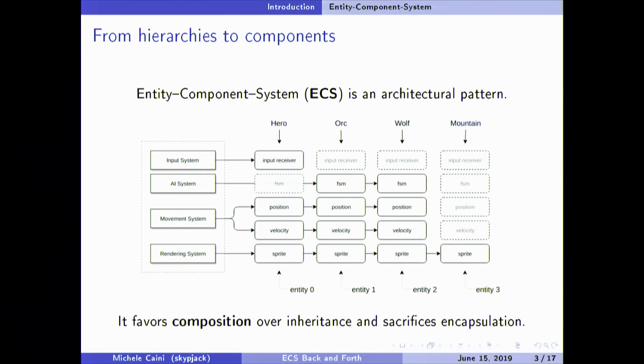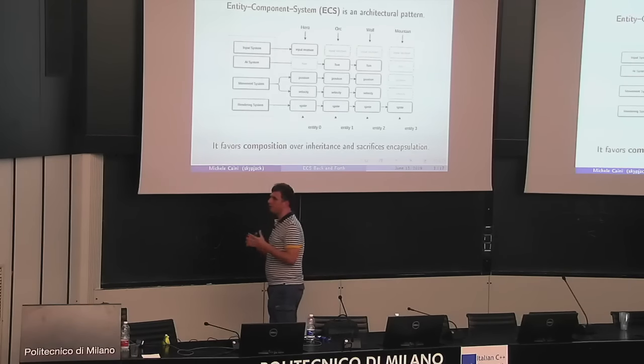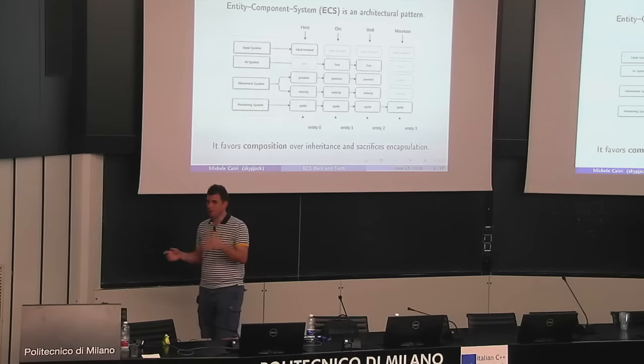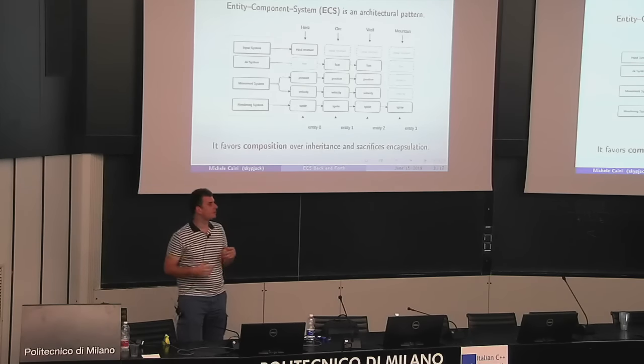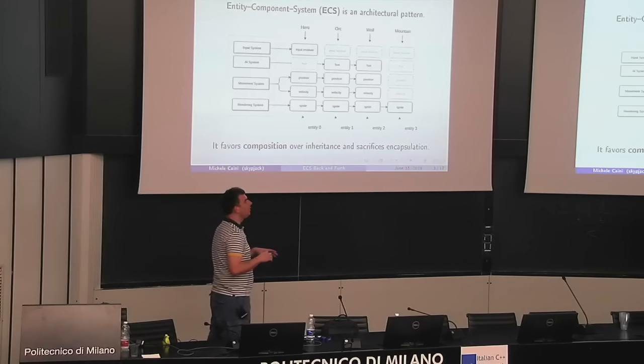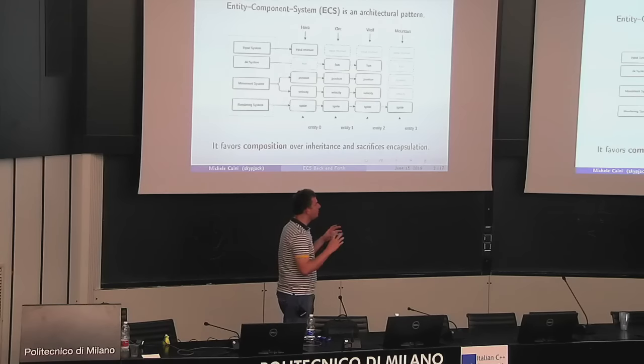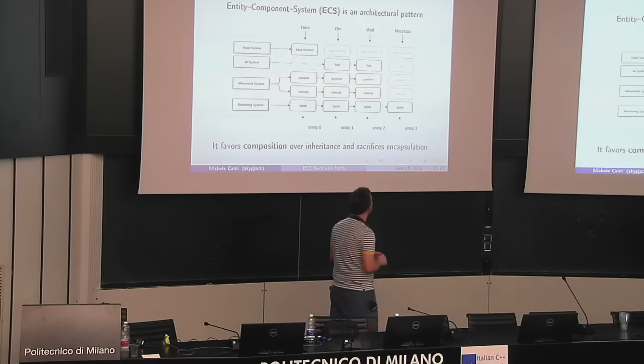Obviously, it works quite fine when your objects overlap quite a lot, because in a typical game, more or less all the objects have a position, can move, you can draw them, and so on. So the objects overlap quite a lot, and this is usually one of the requirements for which you can start thinking of an entity component system.